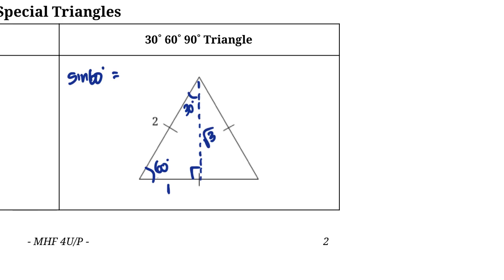So if we're finding the sine of 60 degrees, sine is just opposite over hypotenuse. So that's just root 3 over 2. And if we want the cos of 60 degrees, that's going to be adjacent over hypotenuse, which is just 1 over 2.